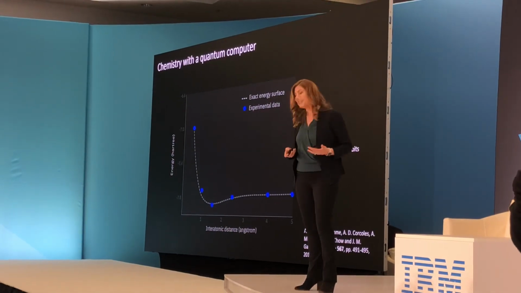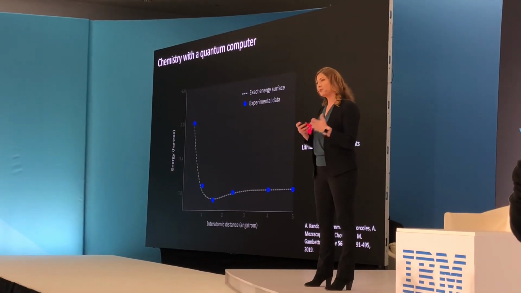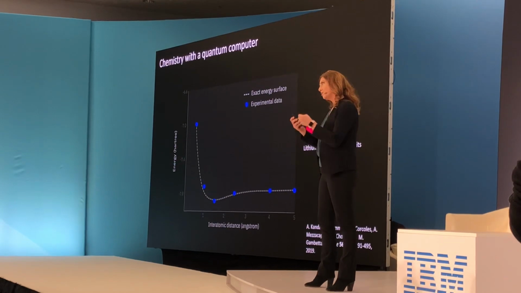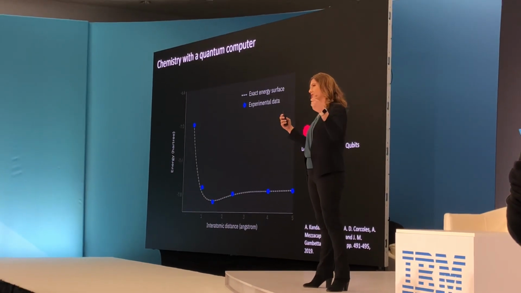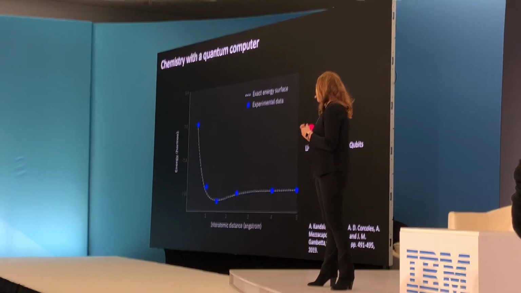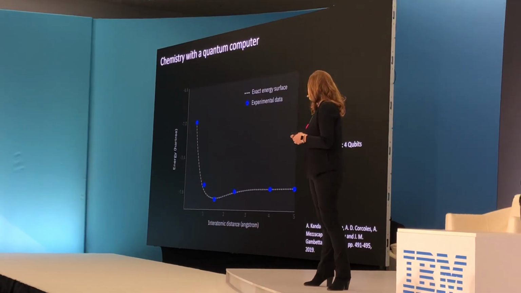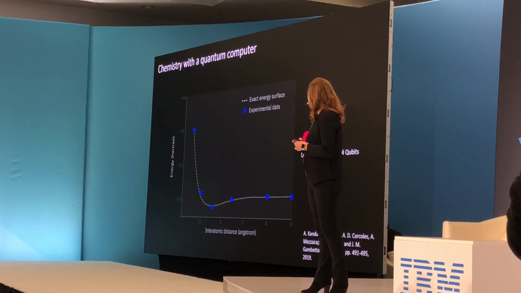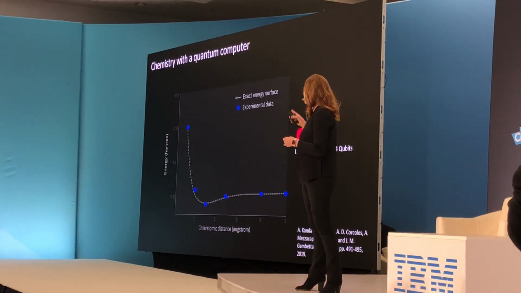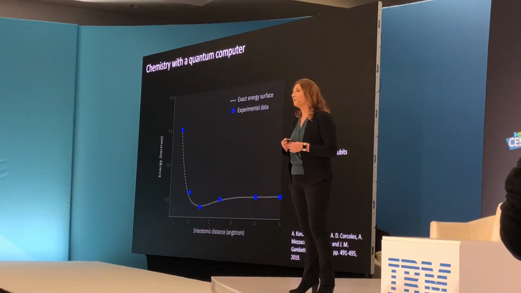And we've actually done this. So we've started looking at the dissociation profiles. That means when two atoms are pulled apart and the energies of the atoms of the system as you pull them apart from each other. We've been able to show that we can do this with an exact energy surface and then actually run it on our quantum hardware.